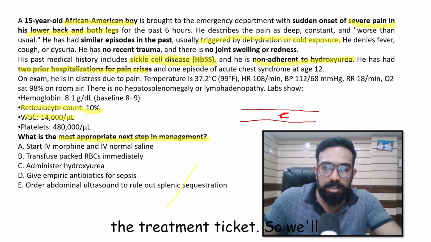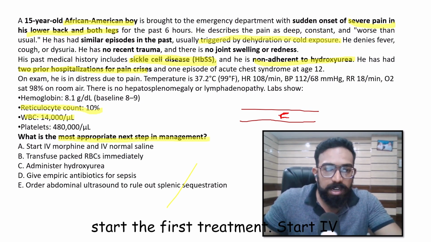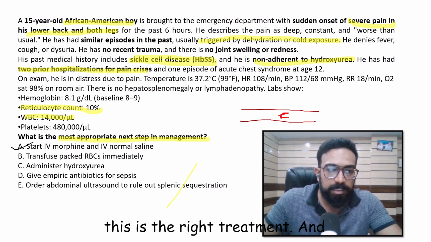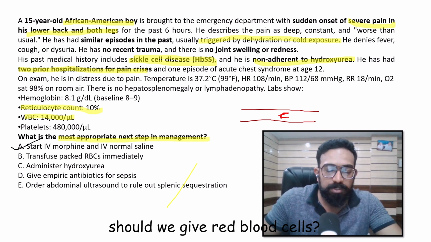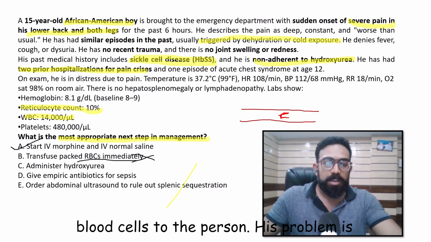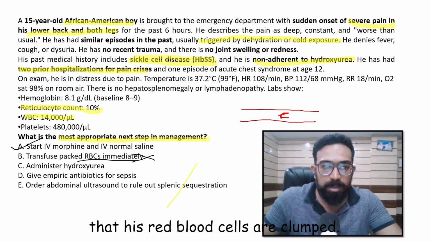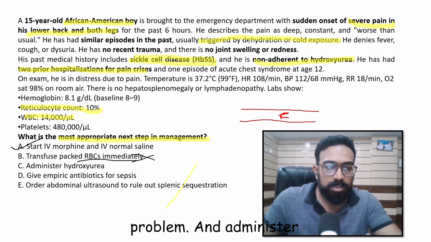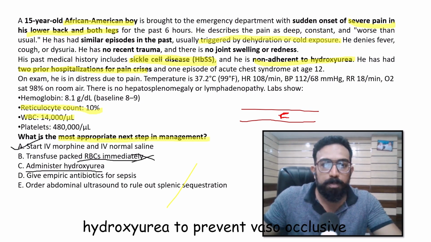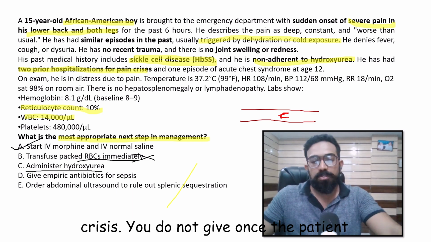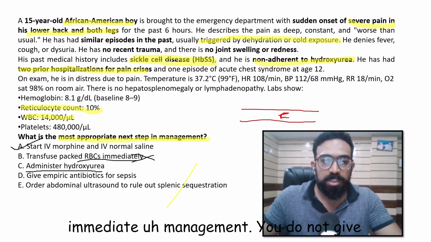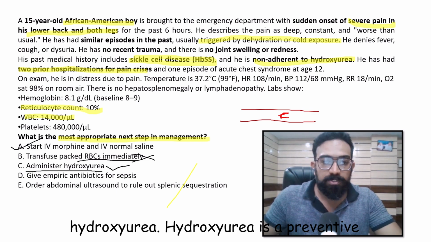So what is the examiner asking us? He is asking what is the treatment. We'll start with the first option: start IV morphine and IV normal saline. Yes, this is the right treatment. Should we give red blood cells? No, there is no point in giving more red blood cells. His problem is that his red blood cells are clumped. And administer hydroxyurea? You give hydroxyurea to prevent vaso-occlusive crisis. You do not give it once the patient develops a vaso-occlusive crisis. For immediate management, you do not give hydroxyurea. Hydroxyurea is a preventive drug.